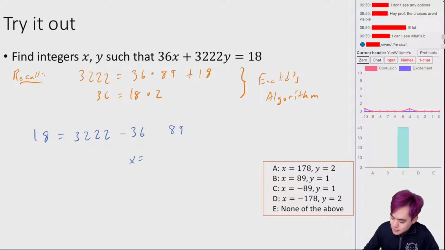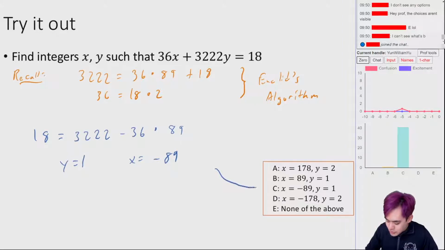Times, times, and times. So x here is going to be equal to minus 89, and y is equal to 1. And so that, of course, is C here. Okay, good. So let's try out yet another one, because this is important.